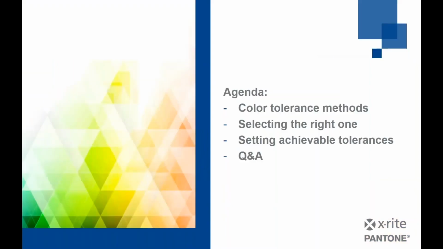Our agenda is we're going to talk about first color tolerance methods, reviewing some of the more dominant ones that are used throughout industries. We will then talk about selecting the right one, and then most of our time will be talking about setting achievable tolerances and using them to help you achieve color more easily, a consistent color.